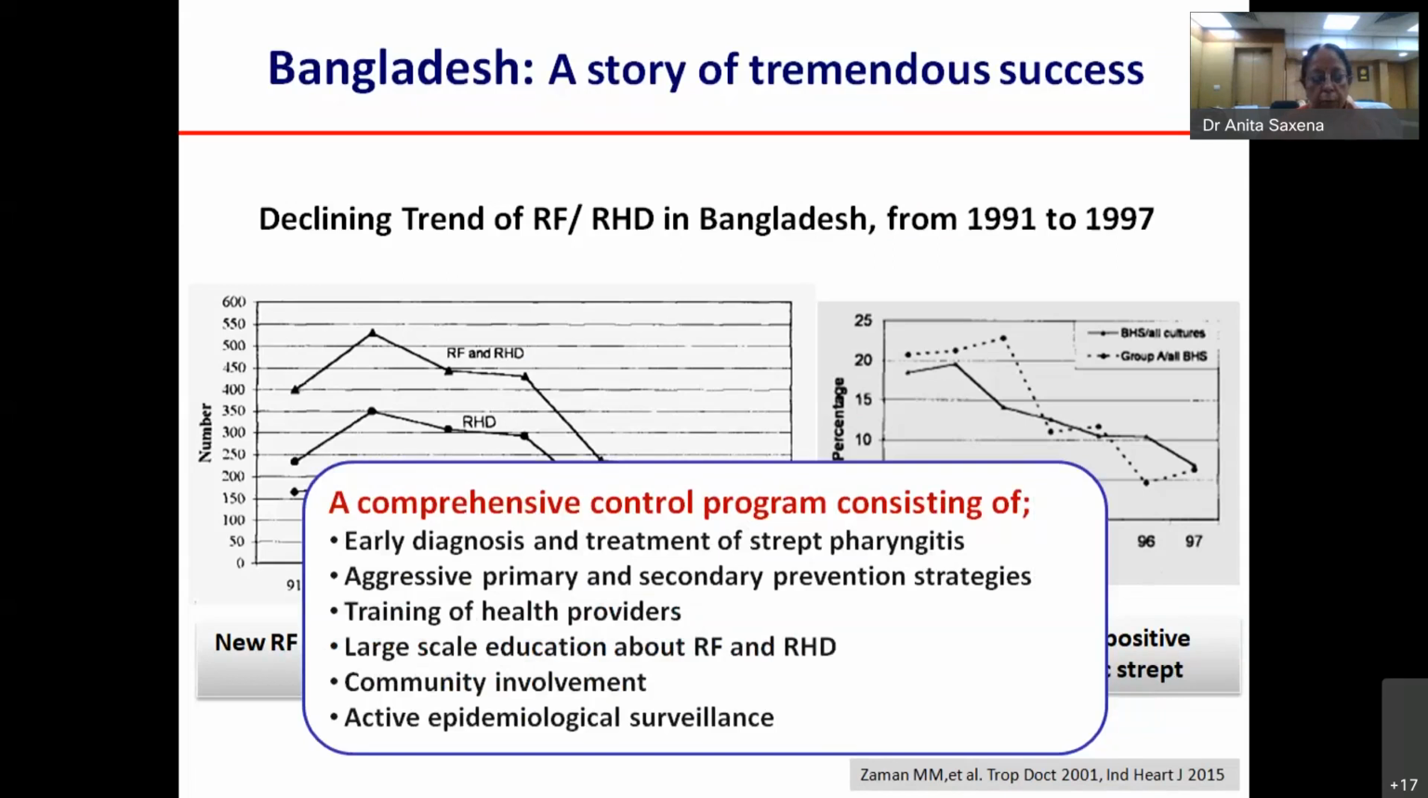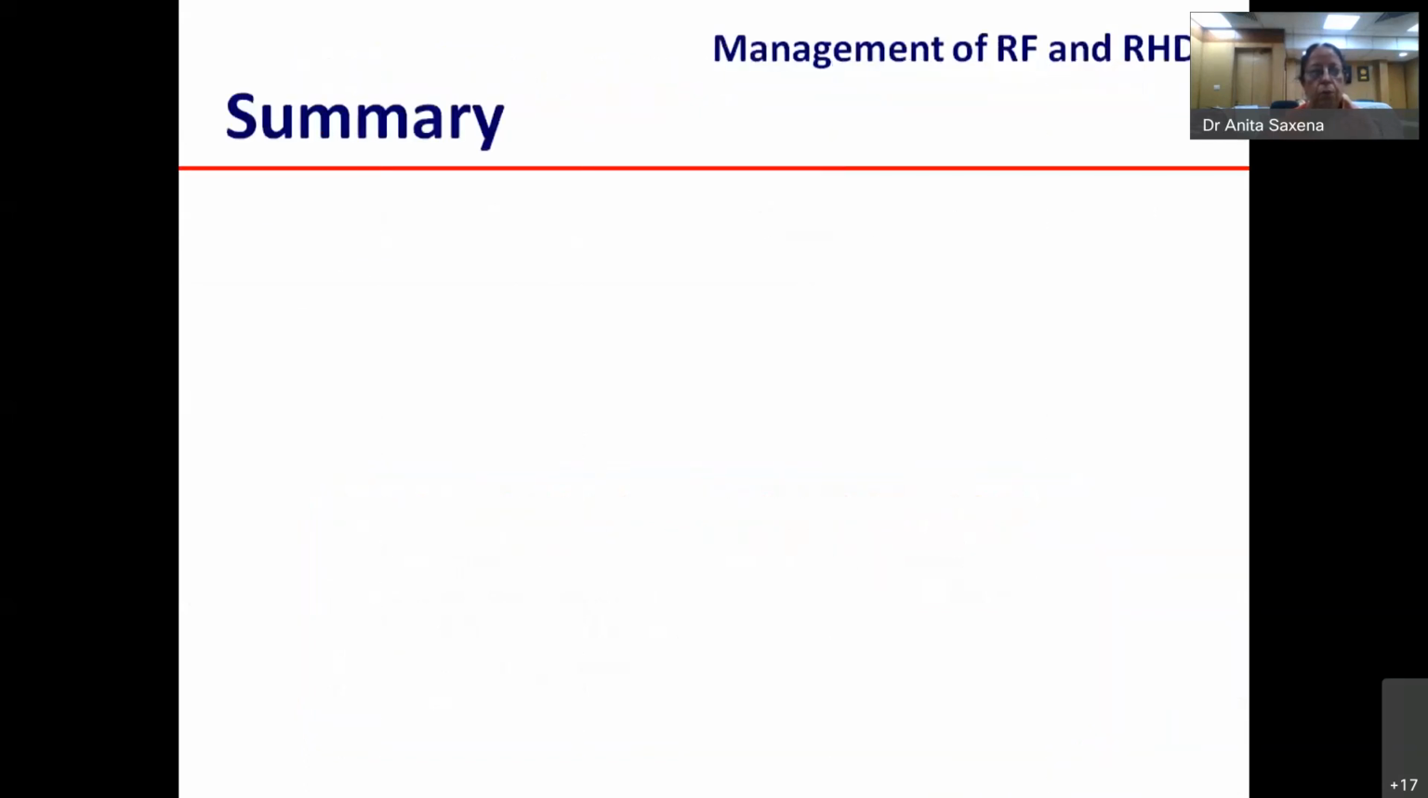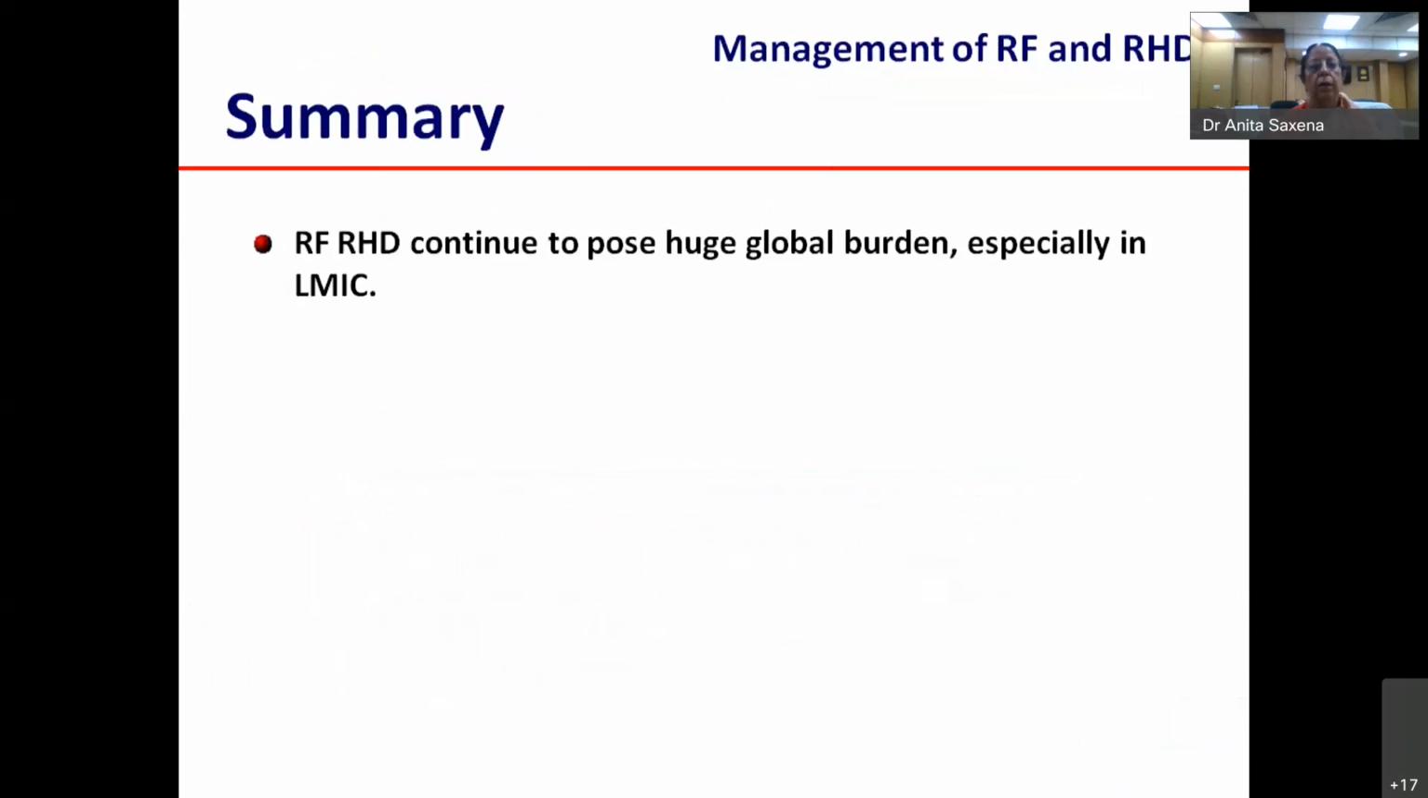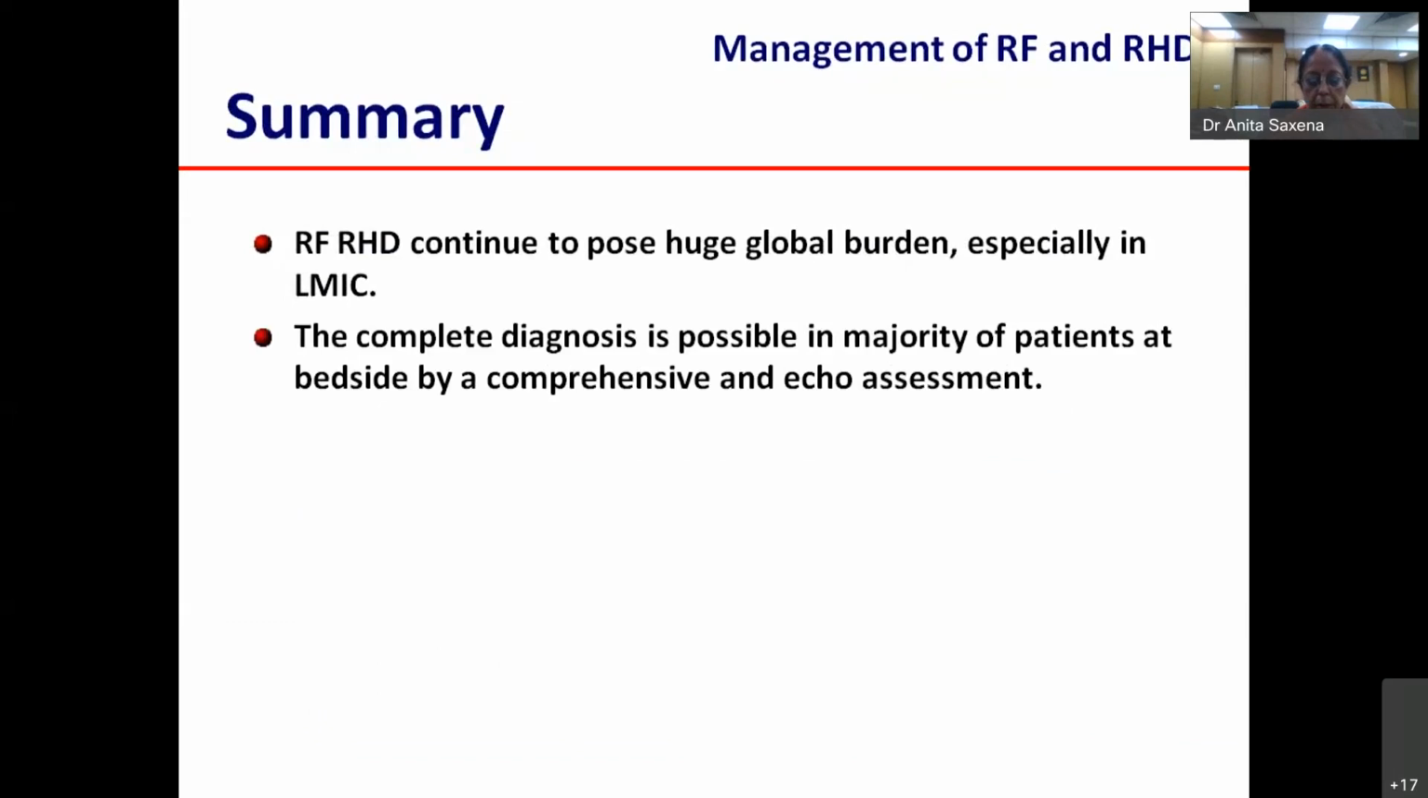A lot of health providers don't even know that there is a link between sore throat and heart disease. They think sore throat is such a minor thing. How can it lead on to heart disease? And of course, whatever cases are there, they require active epidemiological surveillance. So to summarize, rheumatic fever, rheumatic heart disease continues to pose huge global burden in low and middle income countries. The total numbers are still very high. Complete diagnosis is possible in almost all patients by a comprehensive bedside and echocardiographic assessment.